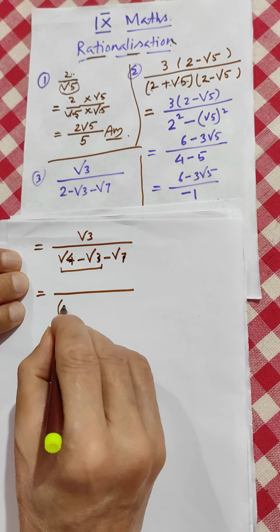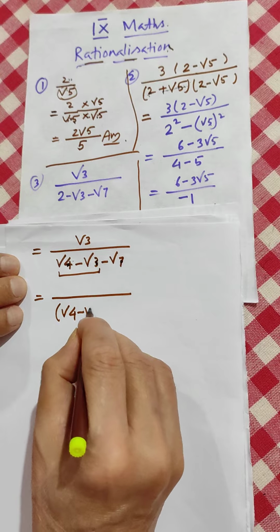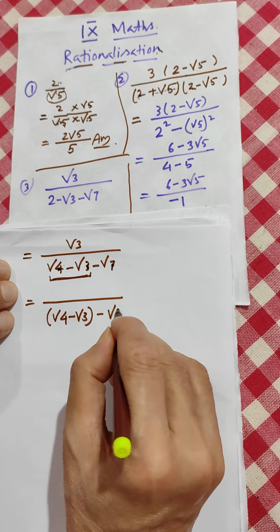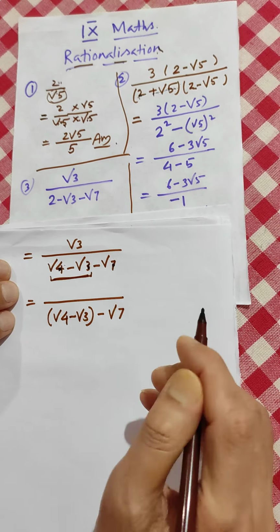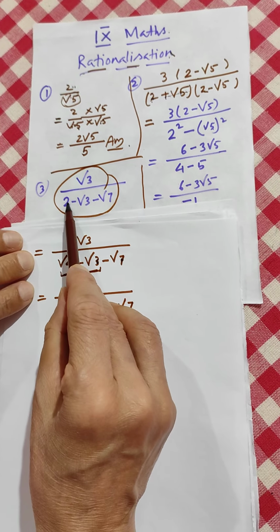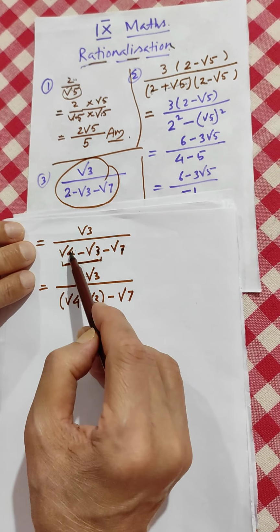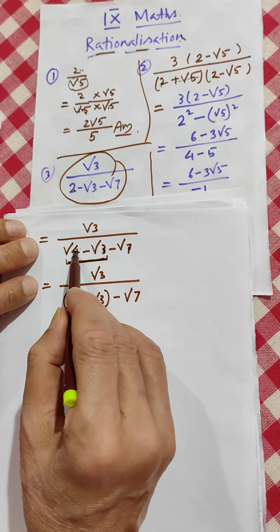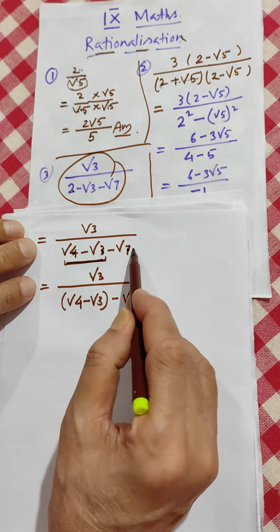Now we make a group of root 4 minus root 3. So this is one group and minus root 7 separate. Okay. Now the numerator remains square root of 3. Is it clear? So see that this was the original sum. Now we change this 2 to root 4 because definitely 2 is root 4. Now we made a group of this. Why? Because 4 plus 3 is 7. This remains alone.